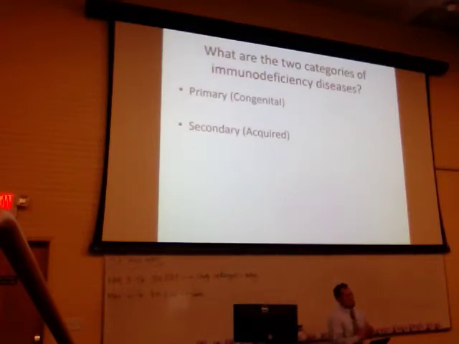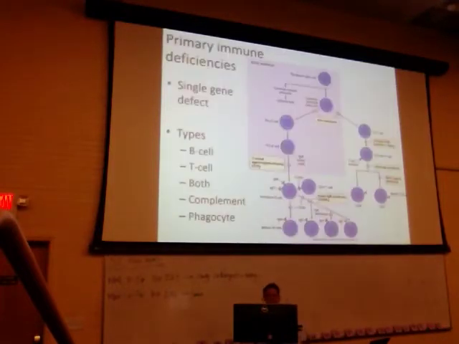The next category that we'll talk about is secondary, and these are acquired, meaning that you have to come in contact with them. And the example that we'll use in the second one is HIV. Okay? So, busy slide, but we'll go through it very, very systematically, and it actually is rather quick.